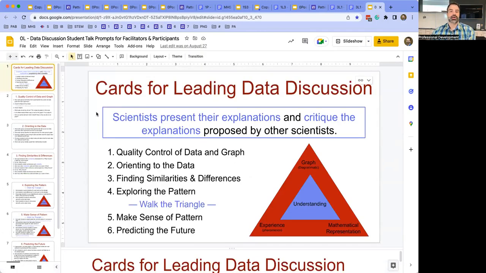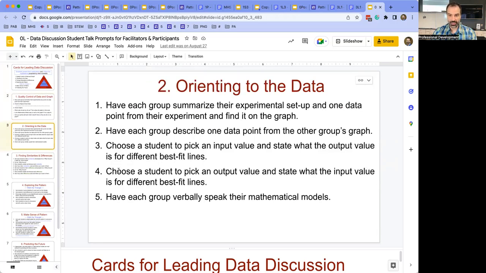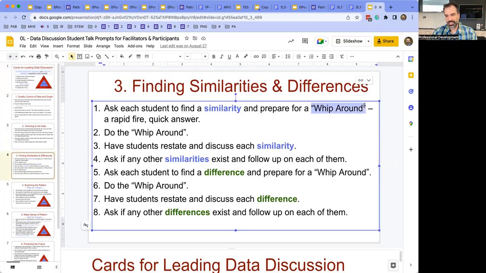unit 1, I just waited till now to show it, is these cards for leading data discussions. Again, that's in Xero files because it applies to all of them. And so we can just see that there's 3 things that they can check on for quality control: orienting to the data. They have 5 points. Similarities and differences, it has them do a whip around. We want as many students talking as possible.